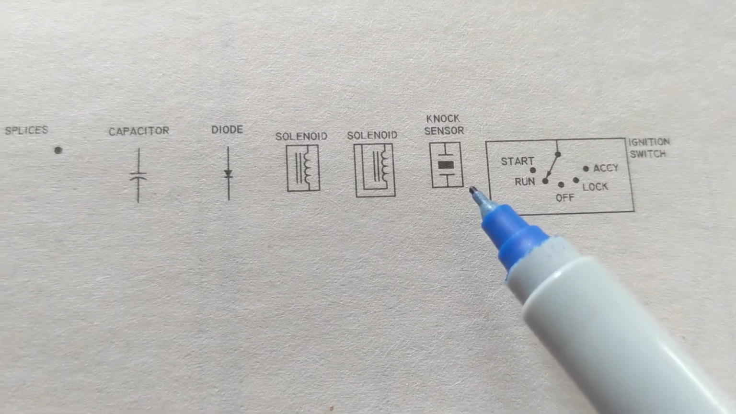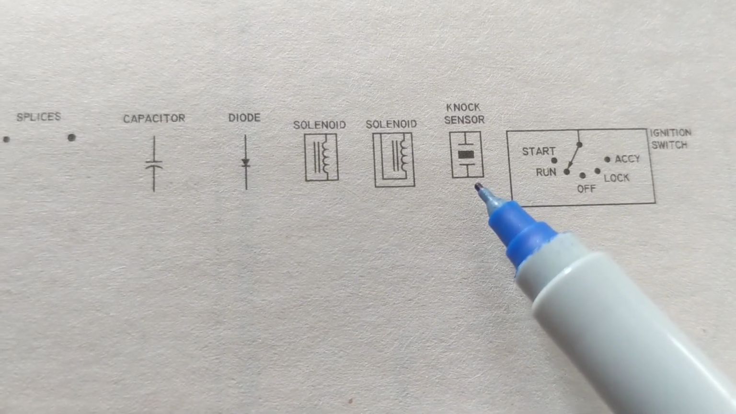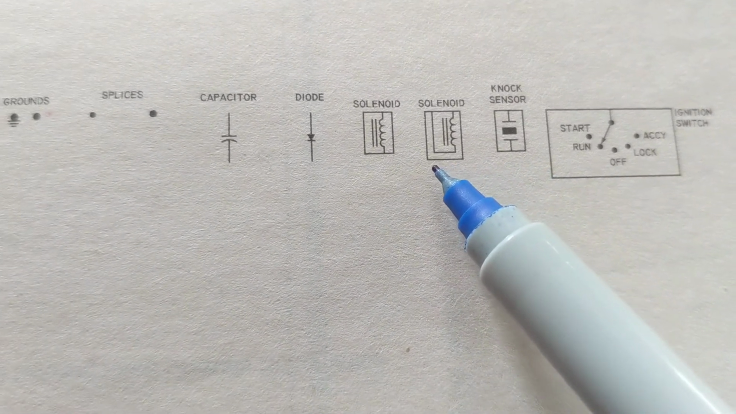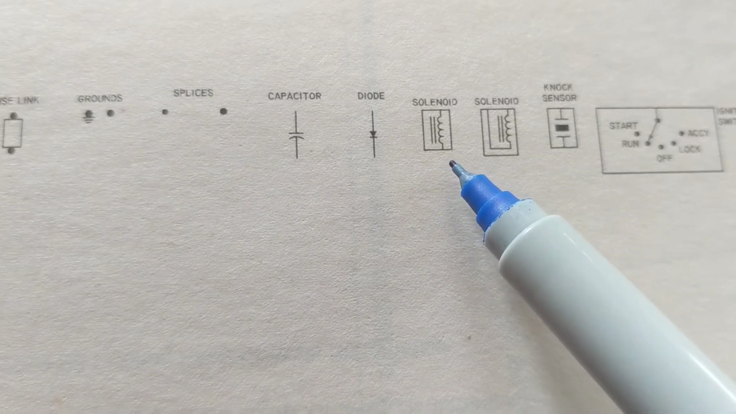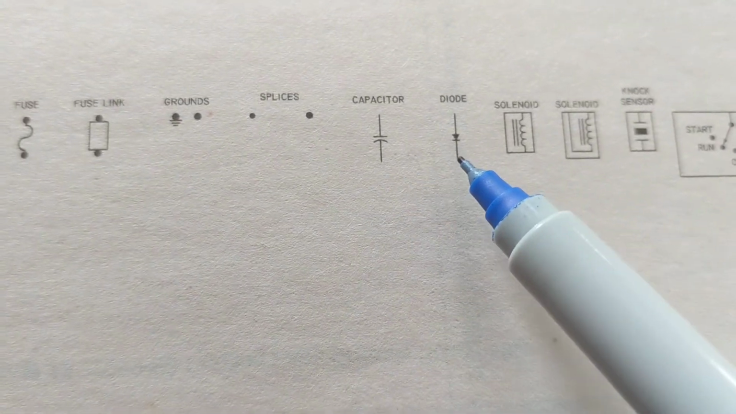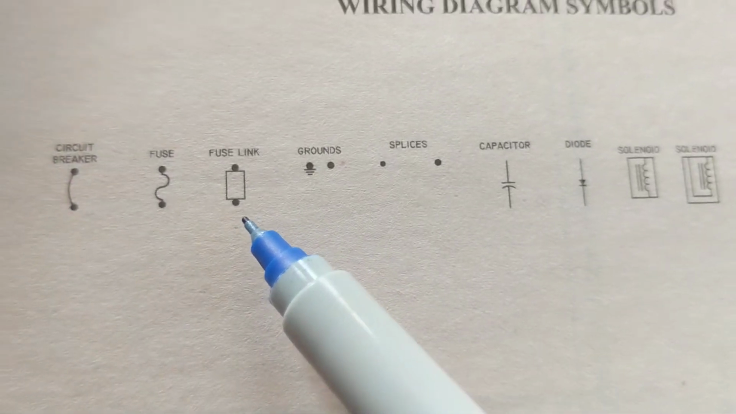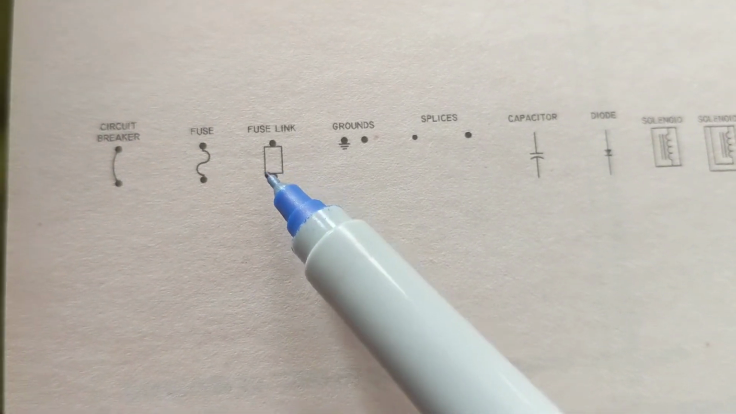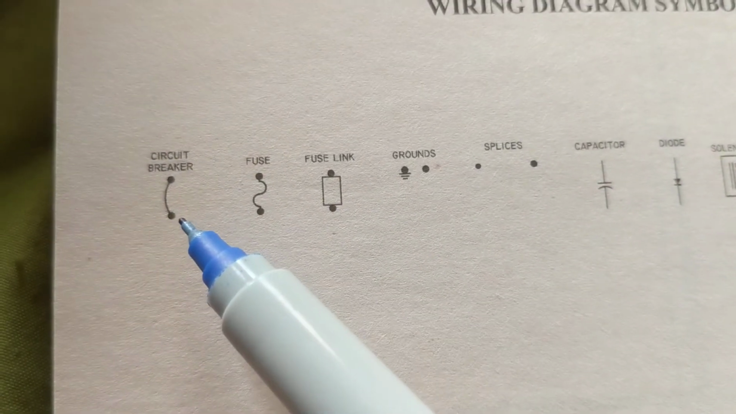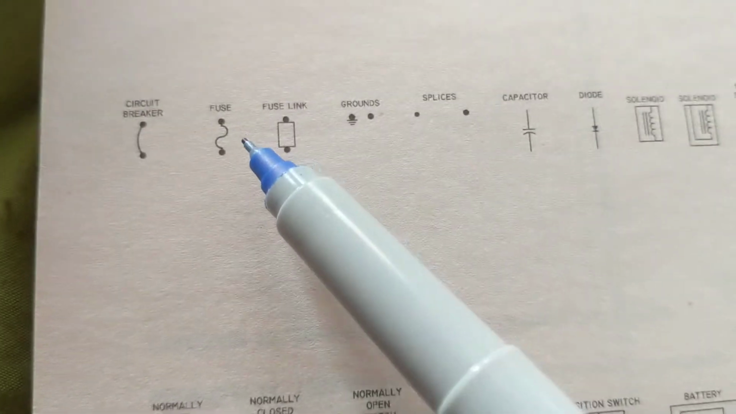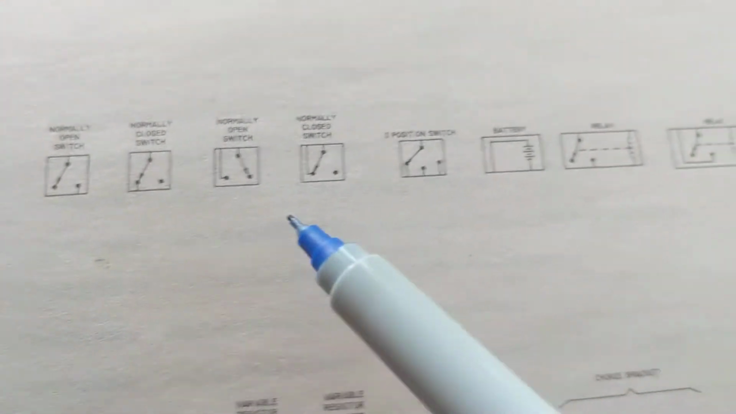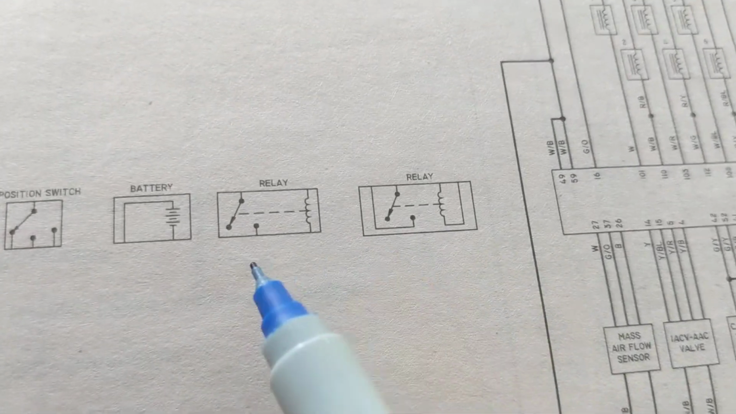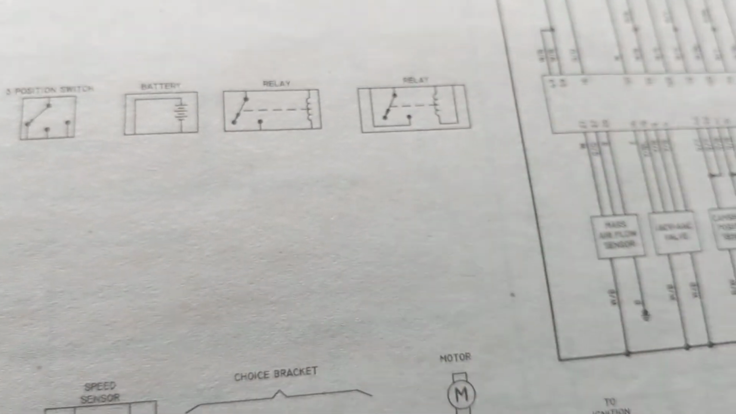Knock sensor is part of the many sensors that are in the cylinders. Solenoids are responsible for transmission gear shifts. Capacitors, diodes, we don't see that much. Fuse link, and a fuse we see very often. Circuit breaker we see very often. A protected device, obviously. Now, we see these all the time. Relay, you have to know this in order to interpret automotive.